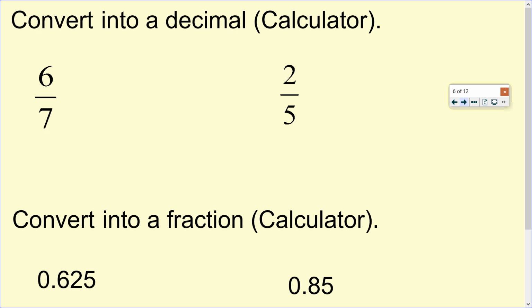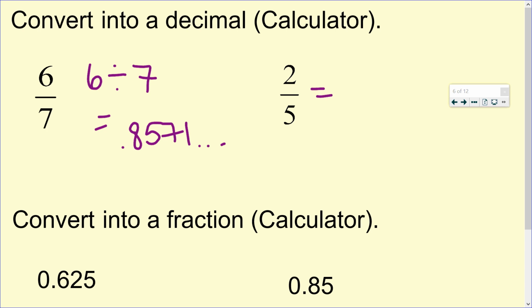All right, converting to a decimal. When you have a fraction, what does that bar mean? Division. That's all we're doing in our calculator. So if I do 6 divided by 7, what's the decimal? 0.8571, etc. Close enough. All right, 2/5 is going to be a little bit easier. If you do 2 divided by 5, you get 0.4.